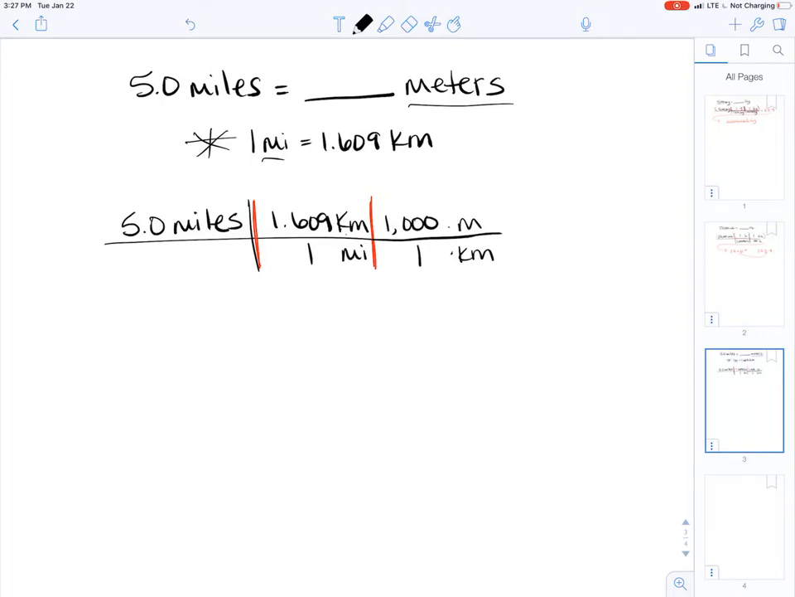So now we can do our math. We can calculate this on our calculators. So we have 5 times 1.609 times 1,000. I did not do the dividing by 1 because, guys, that's just going to get you the same number when you divide by 1. So you don't really have to do that step when it's just dividing it by 1. All right, so you should end up with 8,045 meters. Your kilometers cancel, your miles cancel, you're left with meters.